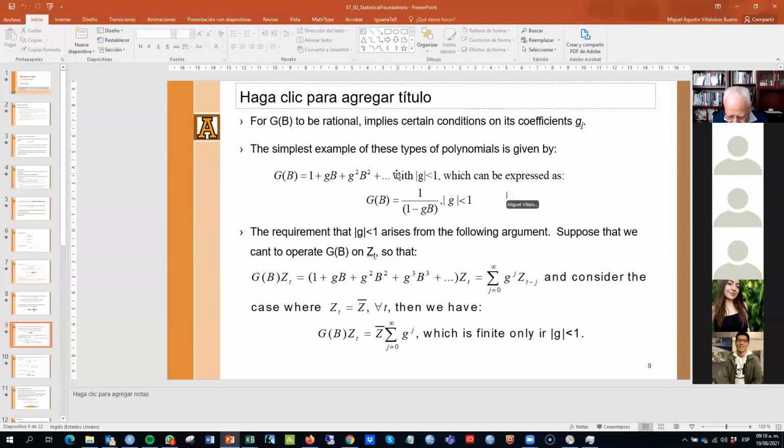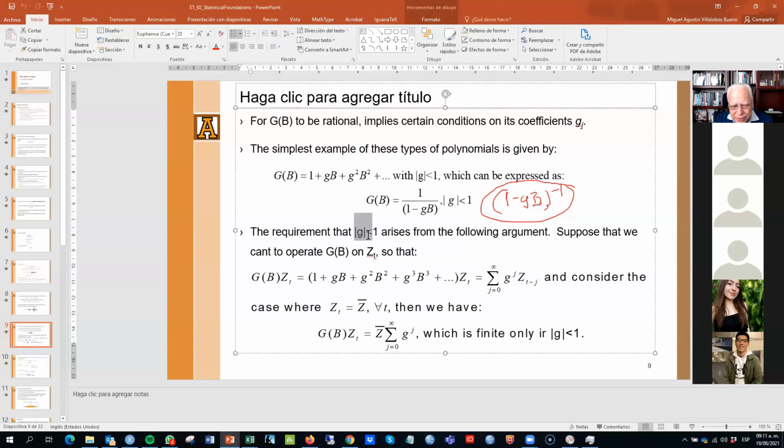This is 1 minus G B to the minus 1. Okay. And this can be computed only when the absolute value of G is less than 1. So the sequence converges, otherwise it wouldn't converge. Okay. Now, the requirement that G is less than 1 comes from the following argument that has to do with convergence.